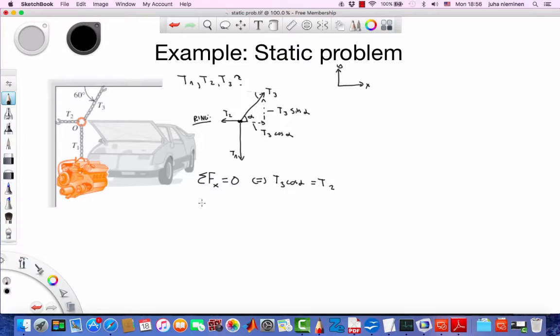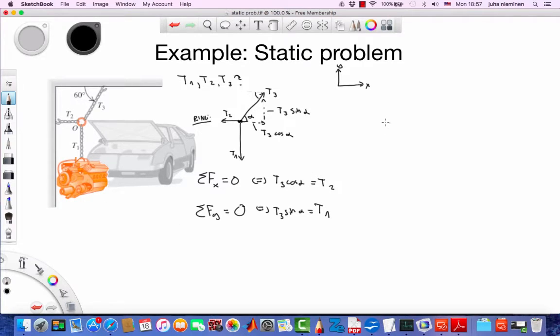What about in the vertical direction? Well, there we have, of course, to have zero. So there we have T3 sine alpha equals whatever is pointing down, that's T1, like this. So we still have three unknowns here and only two equations, so there's something missing.